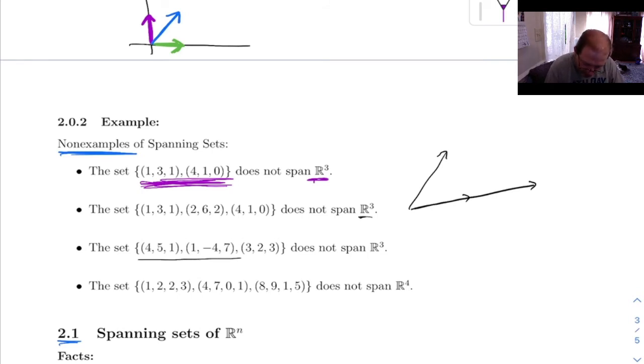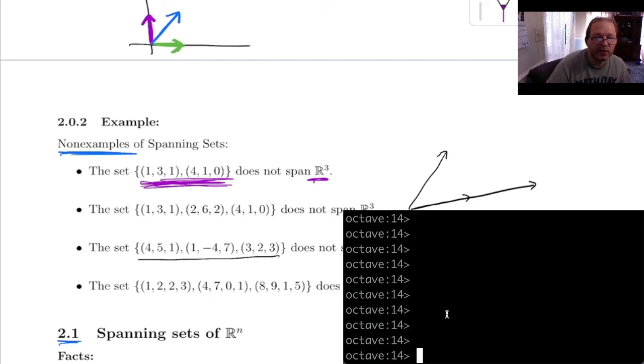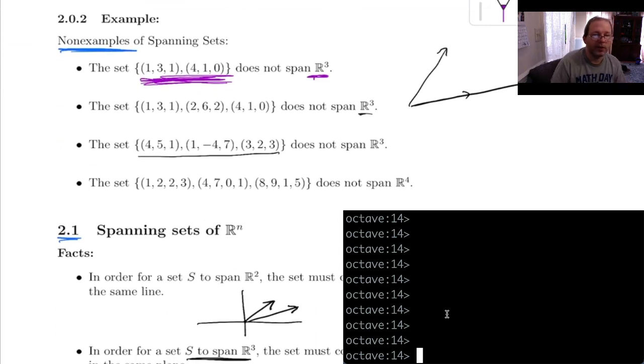Now this next one is sort of the same thing going on. It says those don't span R3. It's not obvious to me when I just look at this one that they don't span R3, but they don't, because all three of them lie in the same plane. Here's how you can see that. I'm going to take these and stick them into Octave, and we're going to see that one of those is a linear combination of the others. Here's how I'm going to do it. I'm going to stick in a matrix.